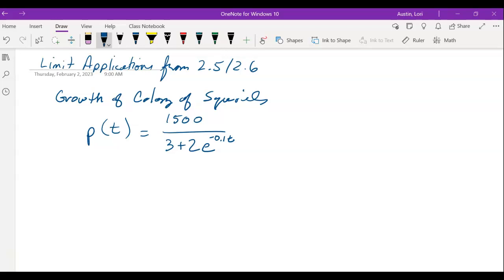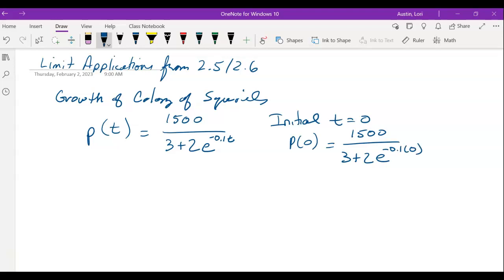And how would you determine time 0? You would go ahead and plug in 0 for t, right? So what does that mean? Initially, at time 0, well, to grow squirrels, I need to start with squirrels, right? You can't start with no squirrels. So how many squirrels do we have in the beginning? Well, that would be P of 0 equals 1,500 over 3 plus 2e to the 0.1 times 0. All right, so you're going to need your calculators for this one.